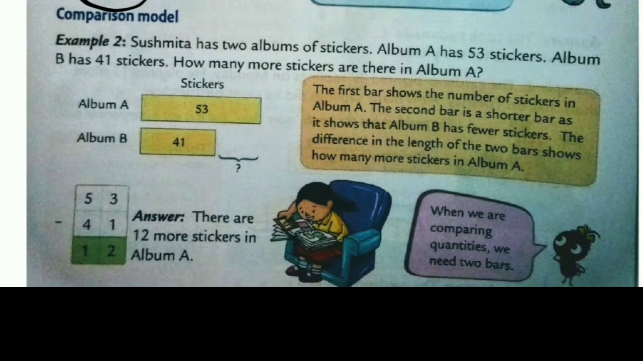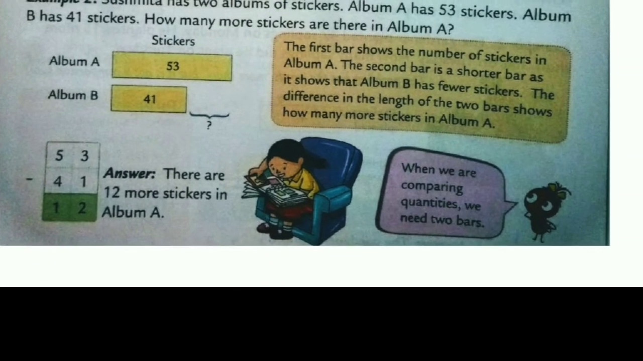Next, comparison model. Shushmita has two albums of stickers. Album A has 53 stickers. Album B has 41 stickers. How many more stickers are there in album A? More means the extra in album A that we have to find.